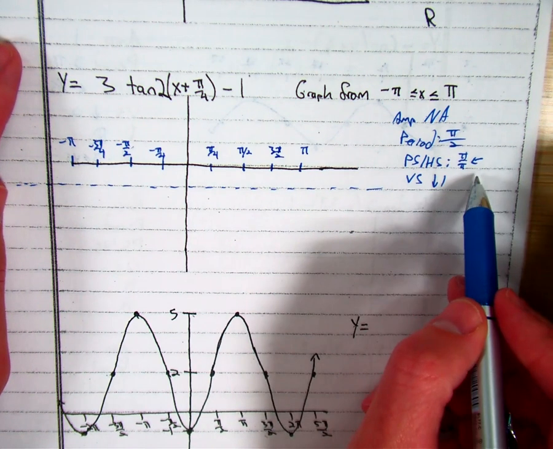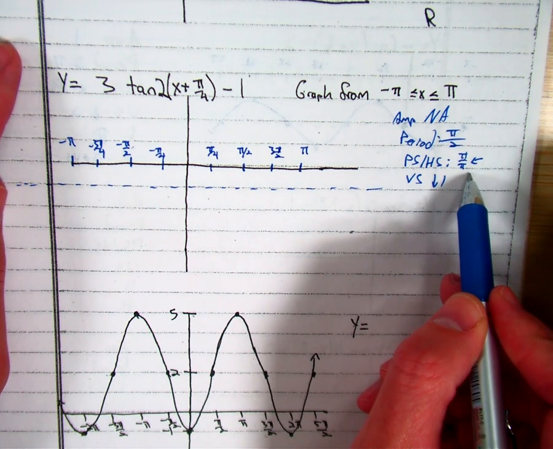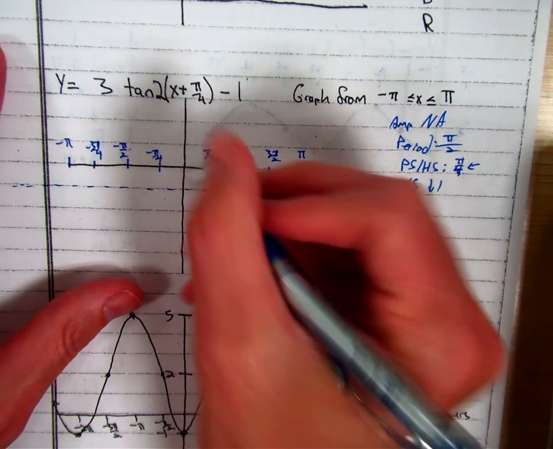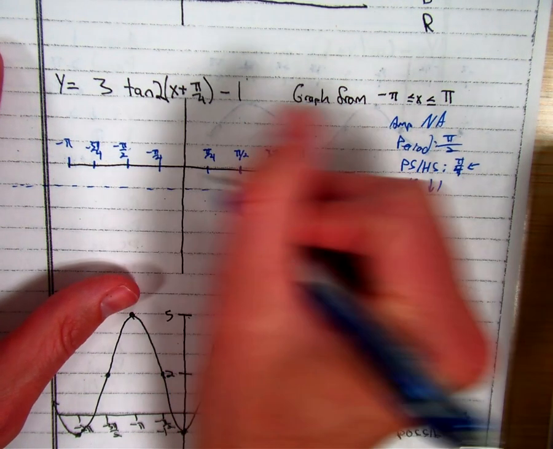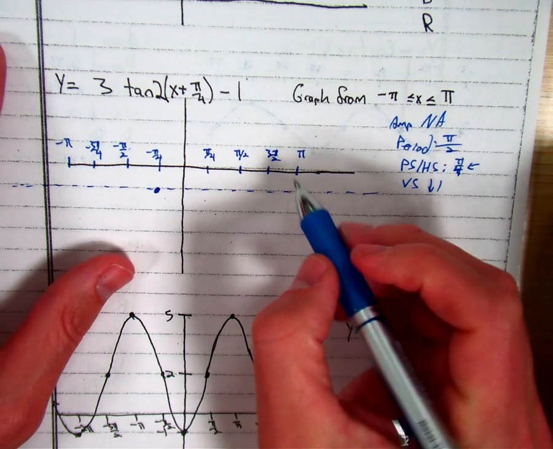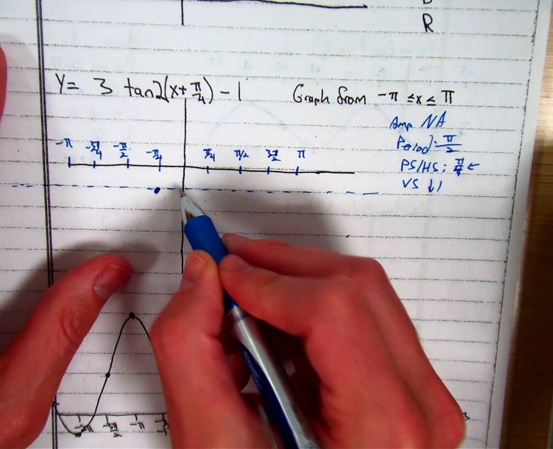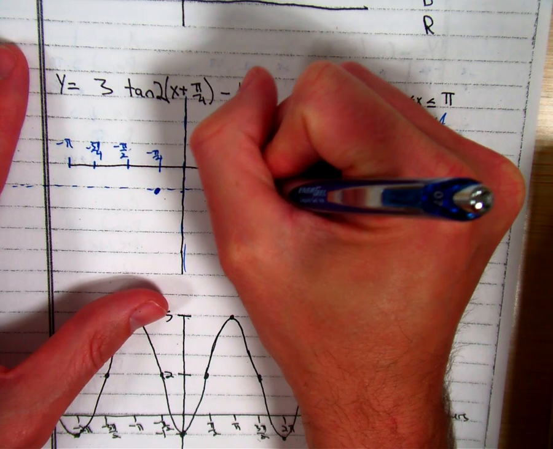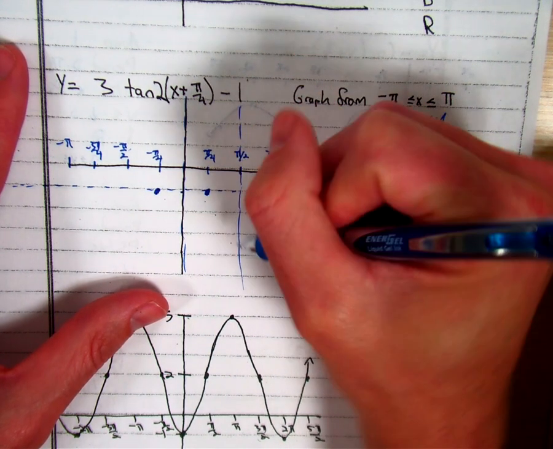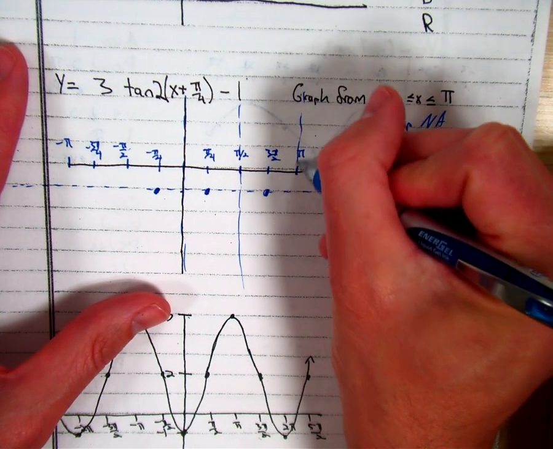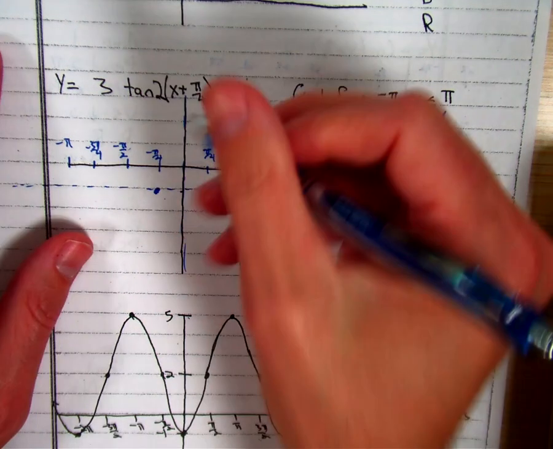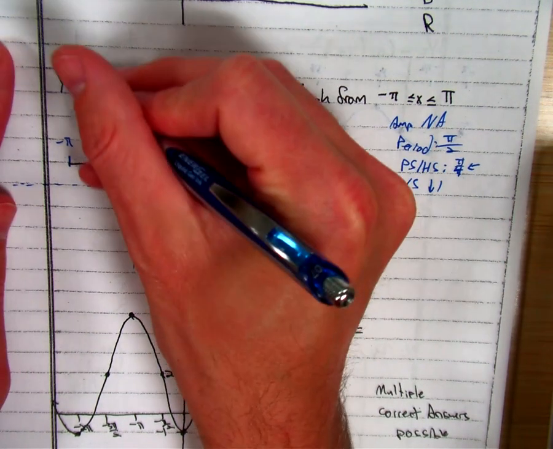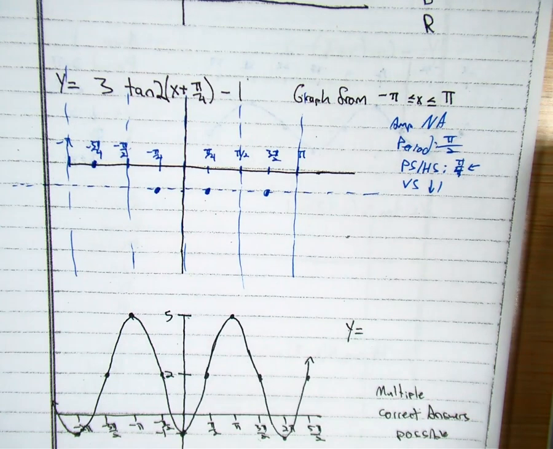Alright, we are starting pi over 4 to the left. Pi over 4 to the left. Okay, we're going to have, well, not a 0, but we're on the midline. Okay, and then we'll have an asymptote, and a 0, and an asymptote, 0, asymptote. Other side, asymptote, 0, asymptote.